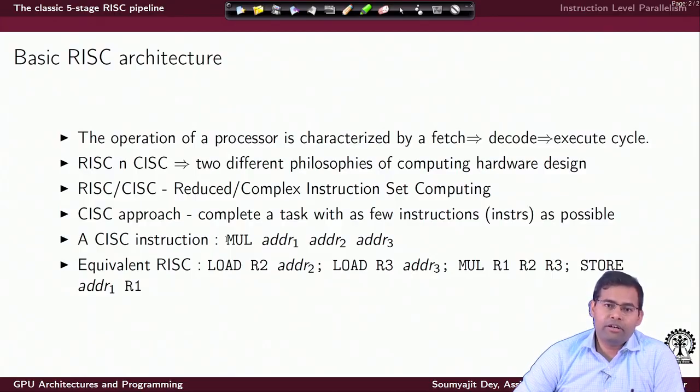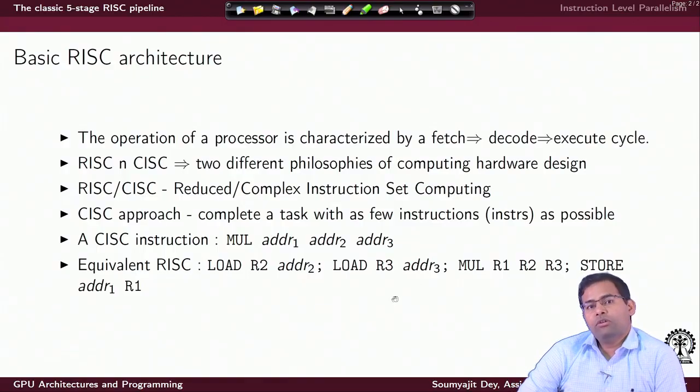In fact, that would get replaced by a sequence of these instructions. So, there will be a load type instruction using a load command. One should be able to load the data from memory address 2 to some register R2. This will be followed by another load command through which one would be able to load the data from address 3 to the register R3, and then we have a multiply instruction.